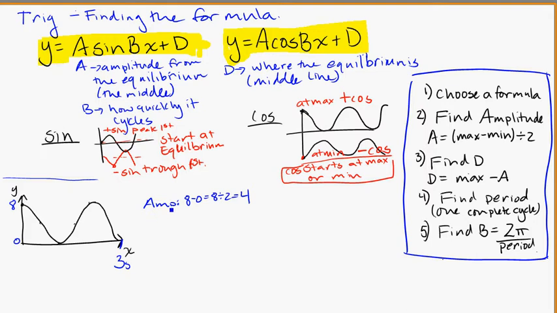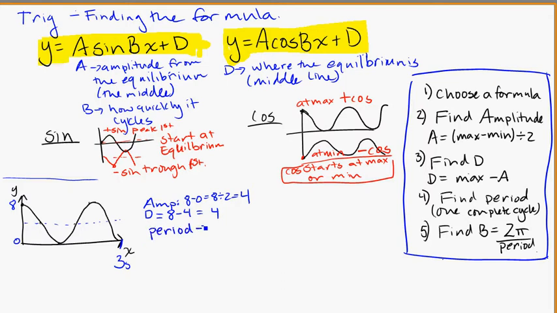Now to get D, or my equilibrium, I'm going to go my max, which is 8, minus 4, which is my amplitude, and that gets me to 4. So again, my amplitude is max minus min divided by 2, and for D I can use the max minus the amplitude, and that gives me D, the equilibrium. So what you could imagine here is at a height of 4, that's where it oscillates between up and down, going 4 above, 4 below, 4 above, 4 below. The next thing for us is to find the period.